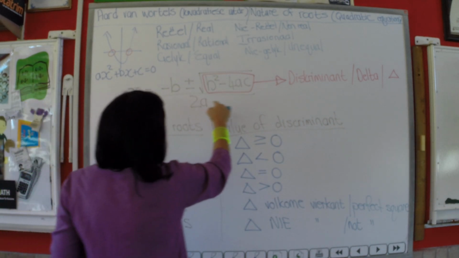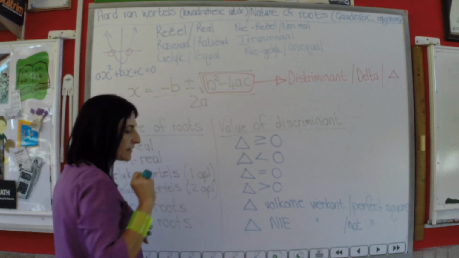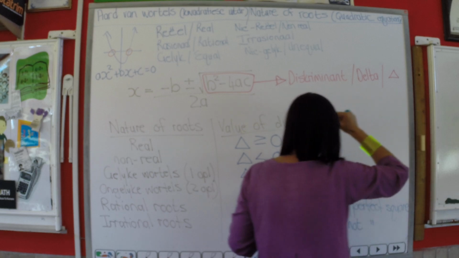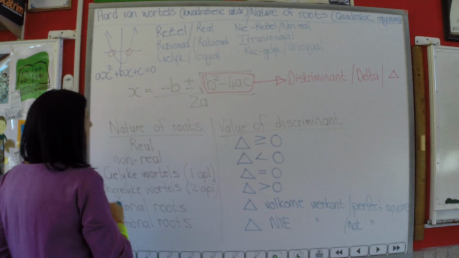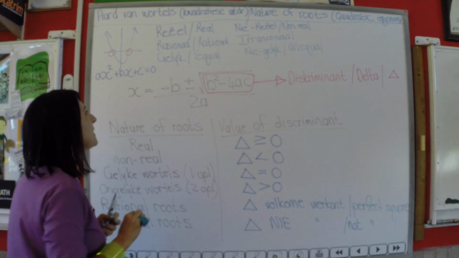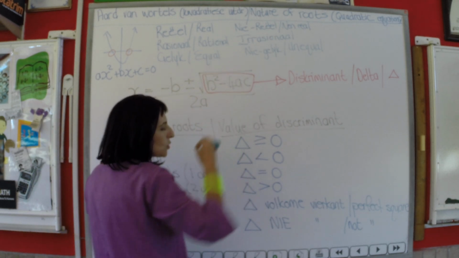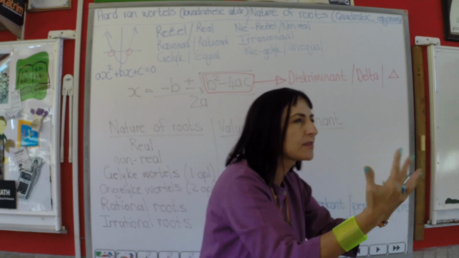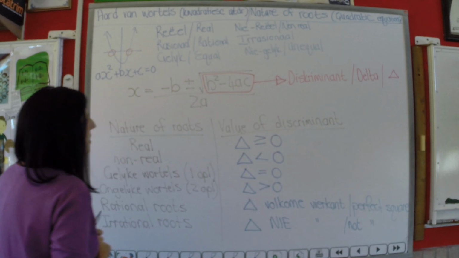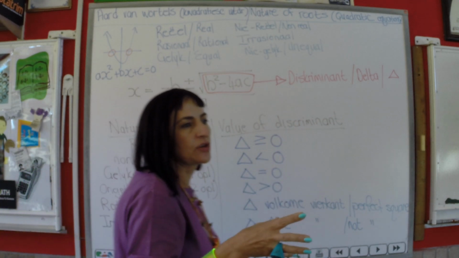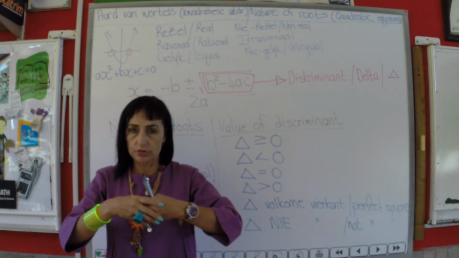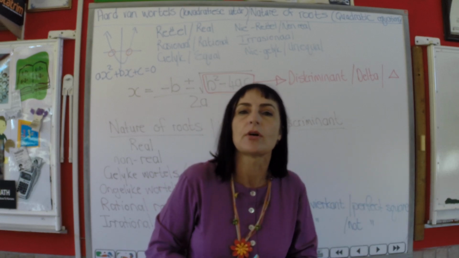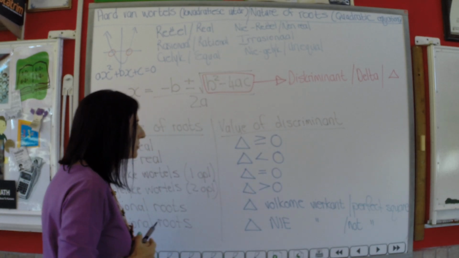Hierdie discriminant sê vir ons, gee vir ons daai drie eienskappe van die x-waardes of die wortels. Ons noem daai discriminant ook delta, and we've got a mathematical sign that gives us delta, and that's the little triangle. So now, you know that I can only take that piece, work it out, and I can say something about the roots. I can say three things about the roots. So when I ask you to determine the nature of the roots, it's not necessary to get the roots. I need you to give me the characteristics of the x values, the roots.